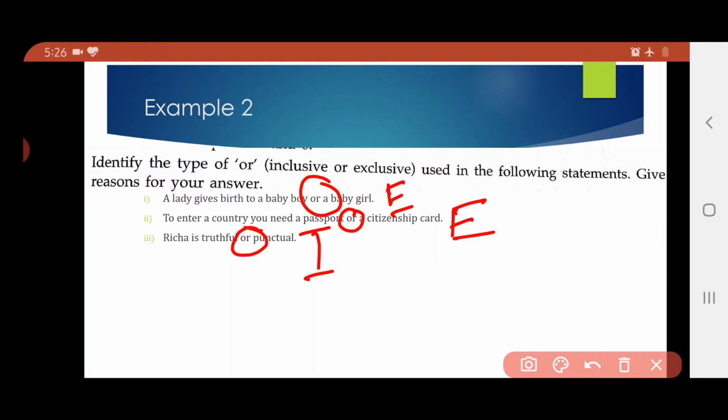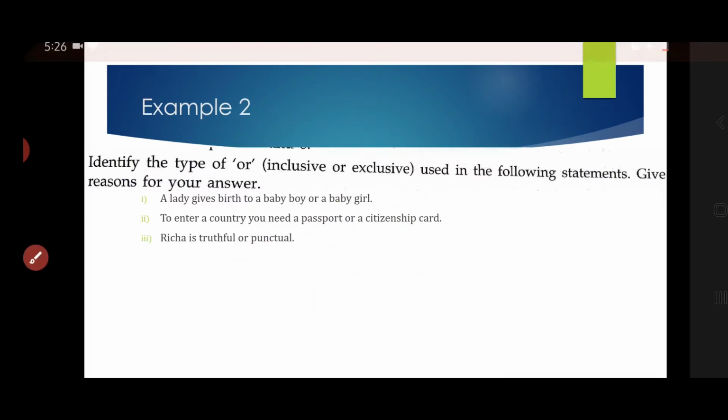Inclusive in the sense both can happen at the same point of time, means there are chances of both happening at the same point of time. Fine. So this is how you identify an or to be inclusive or exclusive. Fine. Let us move to the next one.